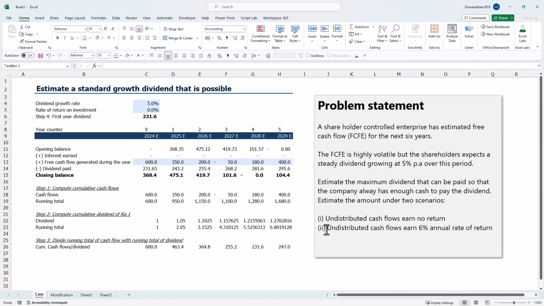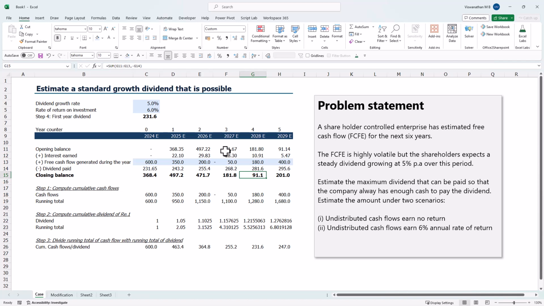So we've been asked to find out what is the maximum dividend we can pay if these undistributed cash flows can earn, let's say, 6% return per annum. Because when they earn that 6% return, the interest gets added to my cash flows. And even in 2028, now I seem to have 91 of cash left. It would be good to have distributed it as dividend. So how do we approach this problem?